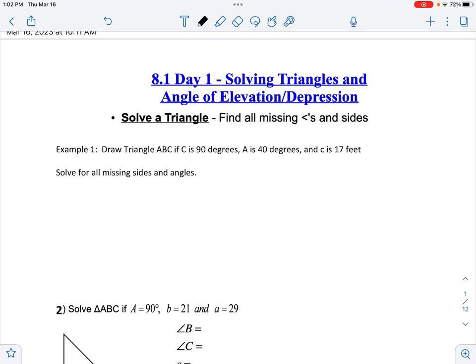Our next unit is going to be all about what we call solving a triangle. The key to solving a triangle is to be able to find all of the missing angles and missing sides. We're going to start with triangles that we are a little bit more familiar with: right triangles, and think about what we know from trig that might help us with that. A lot of this is going to be based on drawing good pictures.